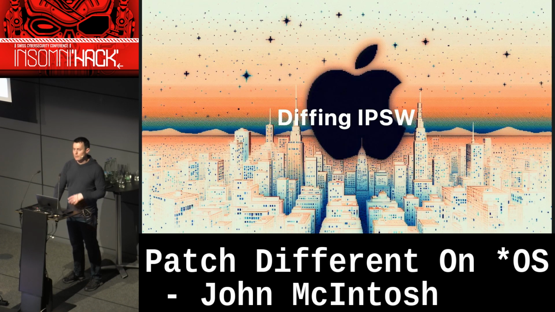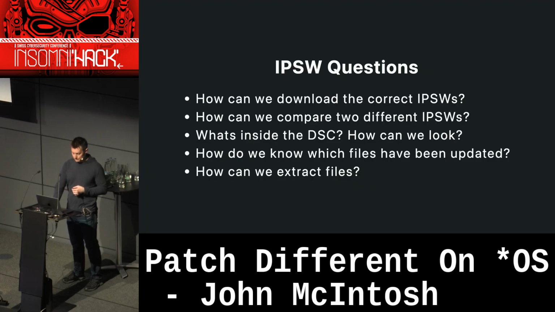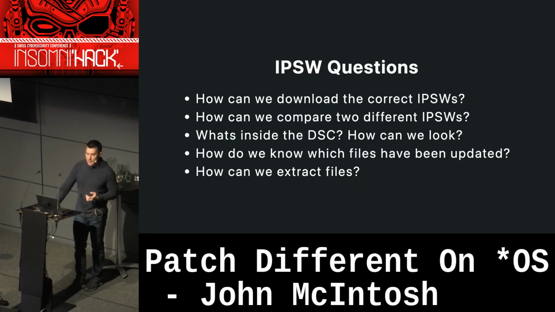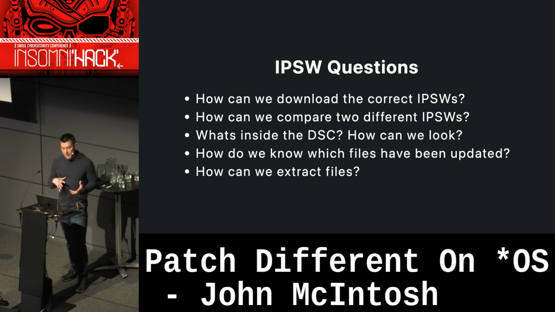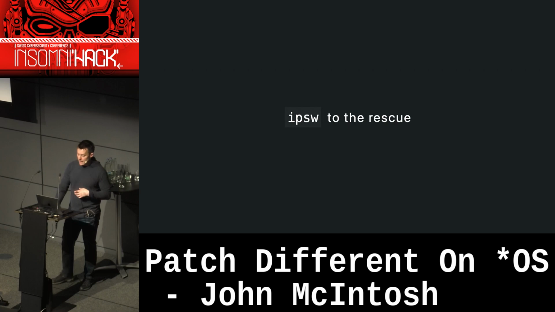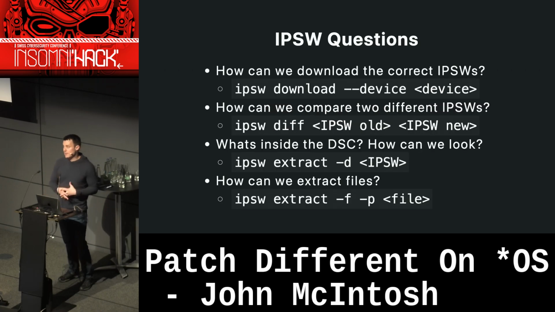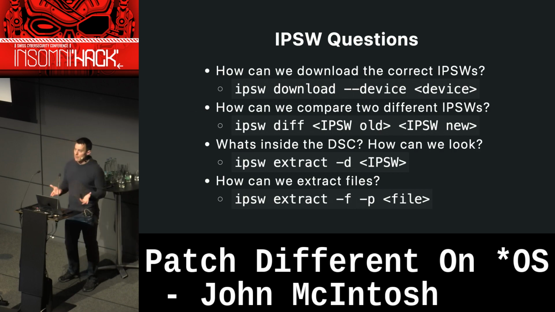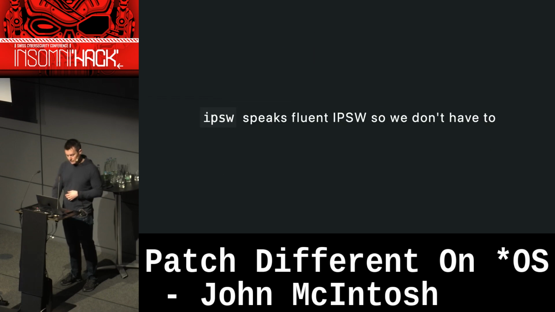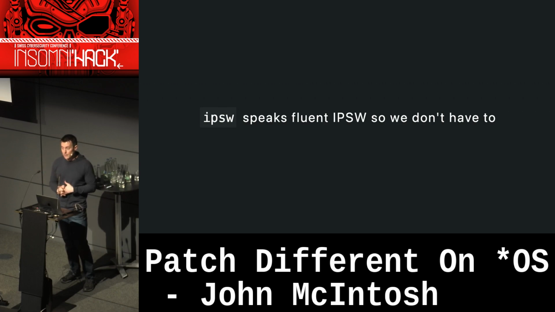But we need to know how to compare these, because we're trying to pull up these binaries eventually to get to a CVE. So we have a lot of questions. How can we download them? How can we compare them? How do we extract individual files from them? And as you could have guessed, it's ipsw to the rescue. Now, all these questions are answered with these commands. This is just here for reference, but this is how we're going to accomplish this together. The main point is that ipsw, the tool, lowercase, speaks uppercase IPSW, so we don't have to.